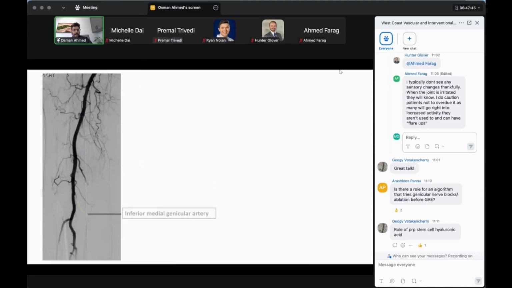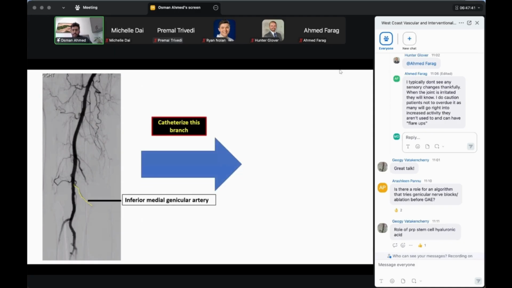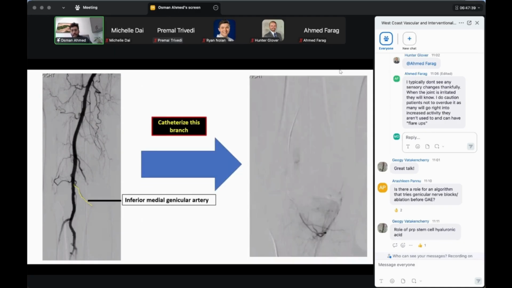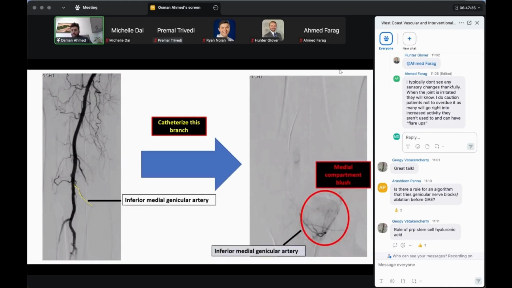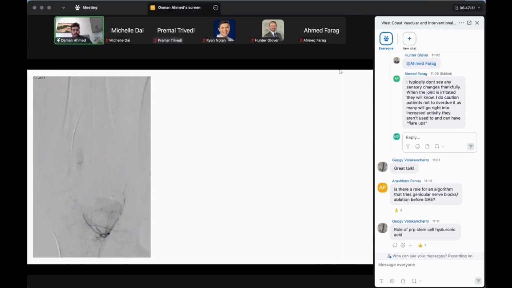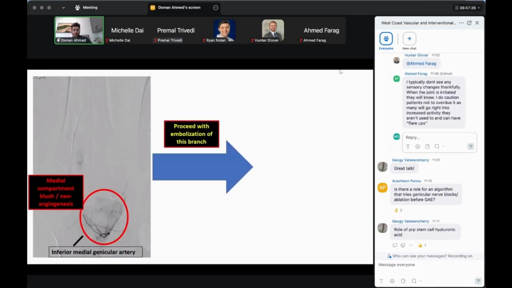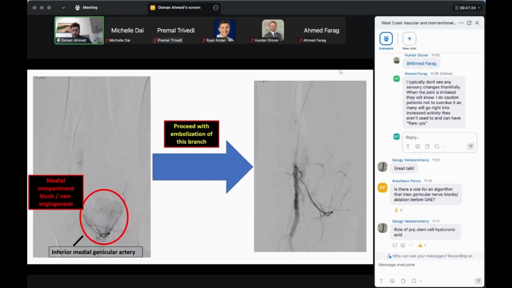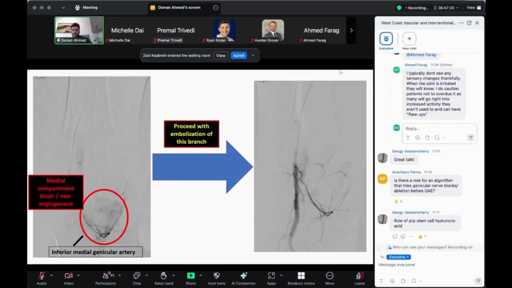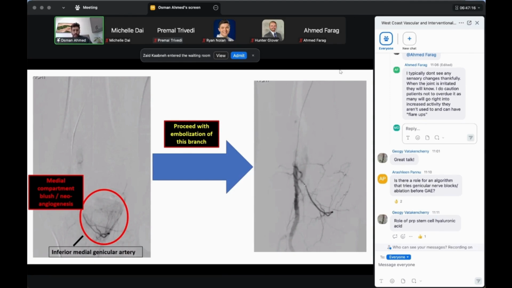And then we're going to go ahead and catheterize the inferior medial. So we're going to look for every single artery that we can get into that goes to that area. And now we're evolving into every artery of the knee. And you can see here, this is the inferior medial genicular artery, and there's a tremendous amount of blush here. So we're going to go ahead and embolize this as well. Again, a very, very small amount of embolic. And so after, again, 0.4, 0.5 cc's of embolic, you can see here that blush or staining has been reduced or eliminated.